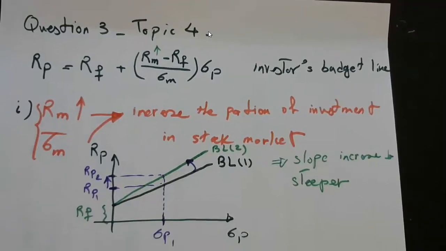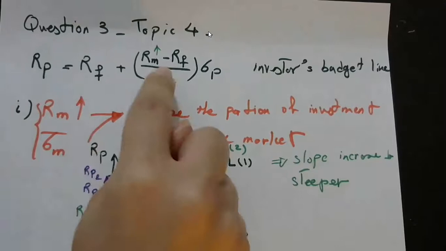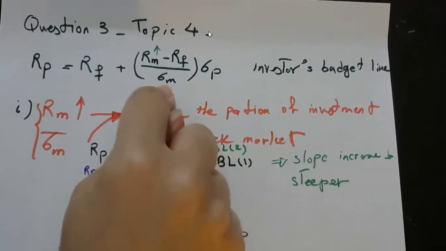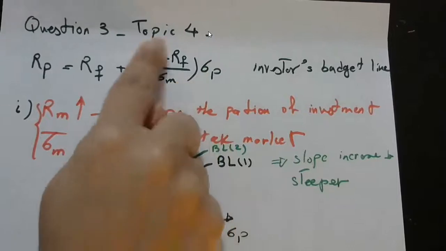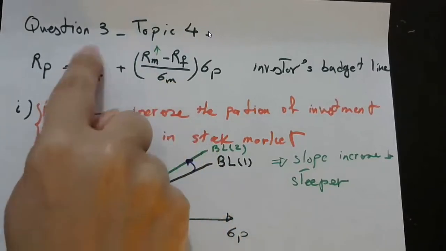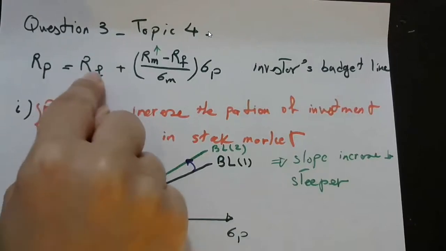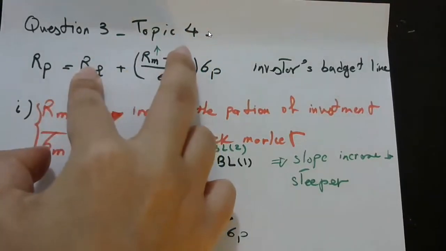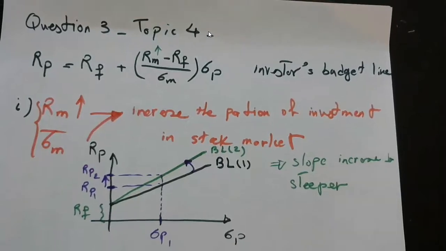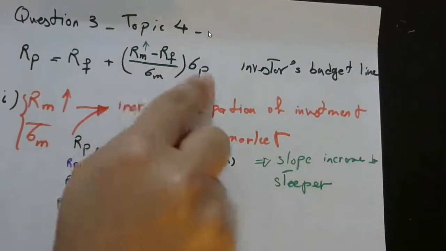So this is a very easy question, right? If I ask you what would be a complicated question based on this, can you tell me in which scenario these kinds of questions can be a bit complicated? If I ask you that RM will change or sigma M will change, it's very easy. Why? Because we have RM and sigma M only in the slope of the function. So only the slope changes. But what if I ask you that RF will change? Because we have RF both in the intercept and in the slope.